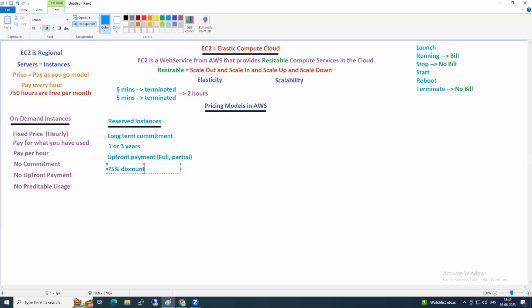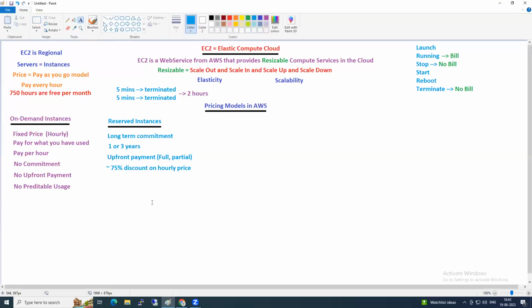So you can say approximately 75% discount. I put it here, approximately 75% discount on your hourly price. So if you're paying, let's say, 10 rupees per hour, how much do you need to pay? 2.5 only. So that is the power of reserve instances. You are reserving it.